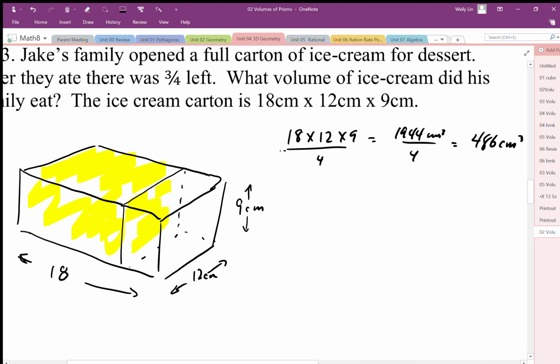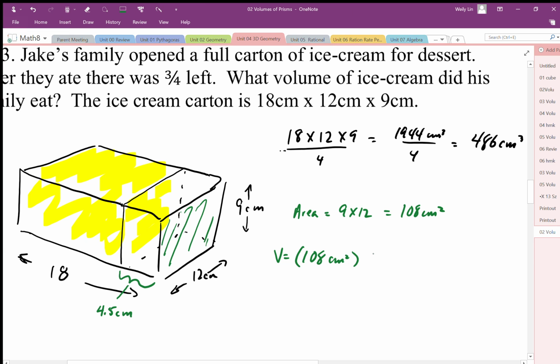I could also look at this from a different perspective. I can take the area of one side. The area is equal to 9 times 12, and that gives me 108 centimeters squared. Then I can multiply it by the thickness. This thickness here is 1/4 of 18. If I divide 18 by 4, I get 4.5 centimeters. So the volume is equal to the area, 108 centimeters squared, multiplied by the thickness, 4.5 centimeters, and I'm going to get the exact same answer I got before.